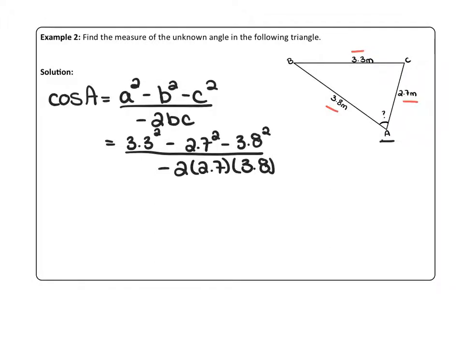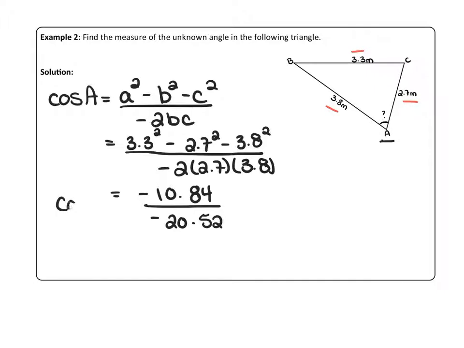Now, because we're dividing, we're going to calculate all of the top first, calculate all the bottom, and then we'll do the division. So, when we do 3.3 squared minus 2.7 squared minus 3.8 squared, you get minus 10.84. On the bottom, when I multiply that, 2 times 2.7 times 3.8, I get minus 20.52.